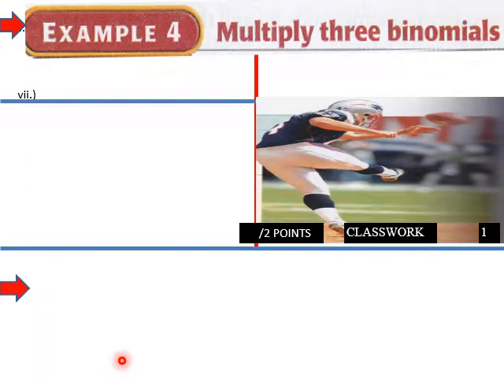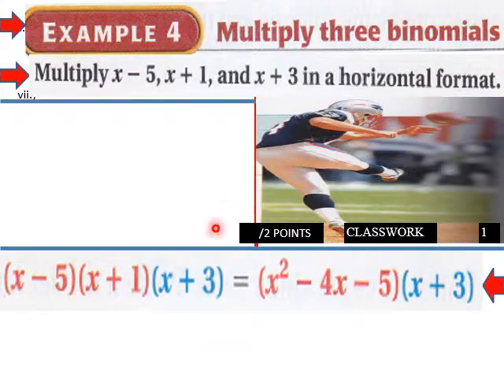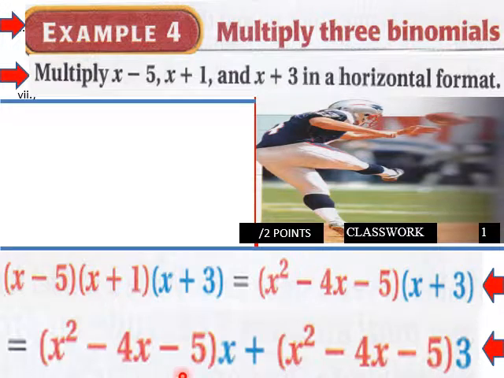So, example 4, multiplying 3 binomials. We have these 3 here in a horizontal format. So this is what you would do. You would line these things up like this. We're going to keep this outside. We're going to multiply these 2 binomials together, and we get that trinomial there. And then we're going to multiply now by grouping. We're going to multiply each member of this binomial times the trinomial.